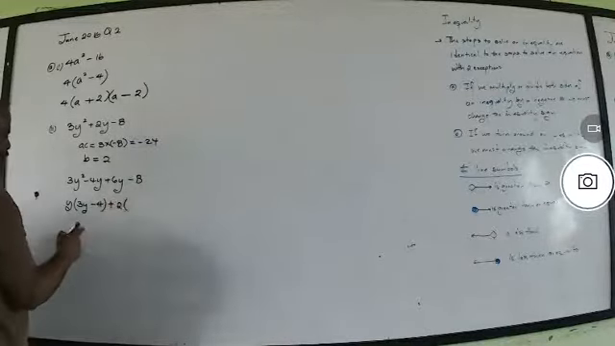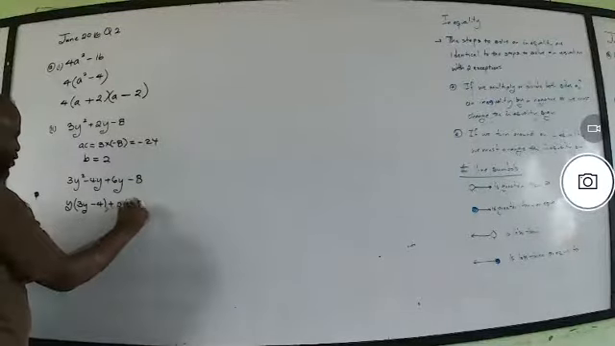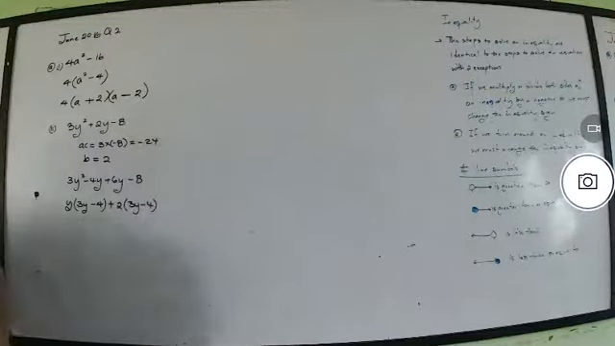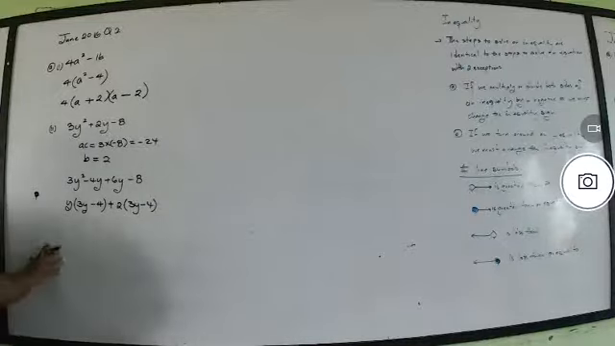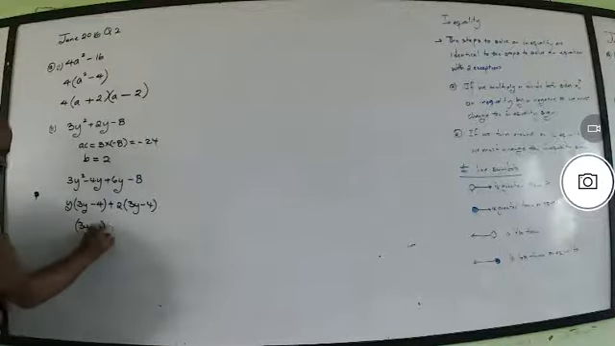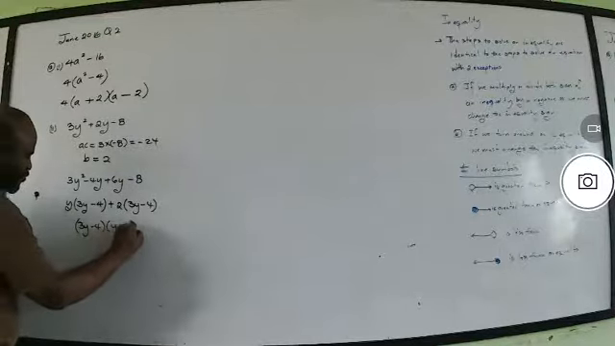You all know you can shut your eyes and write this back. 3y minus 4. It must come back. If it doesn't come back, something is wrong. What is common here and here? 3y minus 4. What goes in the next bracket? Minus 2.